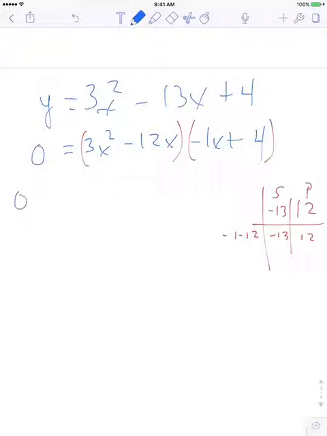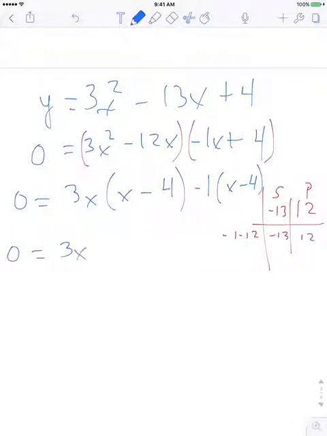The GCF between 3x squared and 12x is 3x. So now we get x minus 4. Okay, how we got that? 3x squared divided by GCF 3x is just equal to x. 12x divided by 3x is equal to 4. In this case, since our first term is negative, we're going to have negative 1. And we're going to divide each term by negative 1. So this becomes positive x and minus 4. Now we're going to group the brackets together, or GCFs together. We have 3x minus 1 and x minus 4.